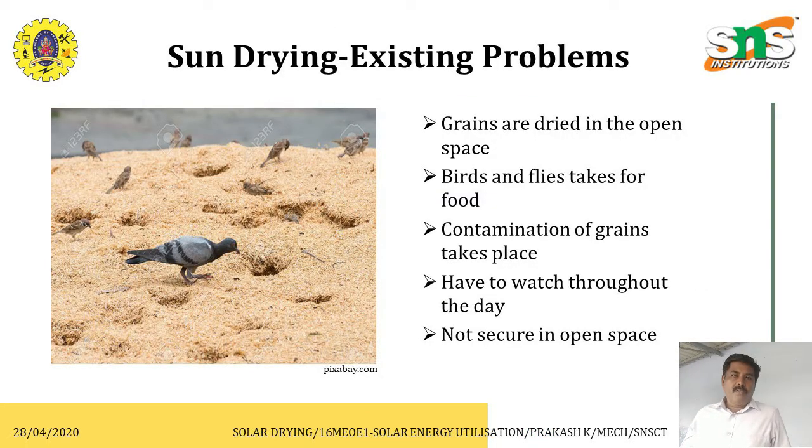So where are we using this solar drying? In our day-to-day lives, we dry food materials, vegetables and other products by sun drying. Now let us discuss the existing problems in day-to-day life. If you take agriculture products, most of the grains and cereals are dried in the open land, in the direct sun.